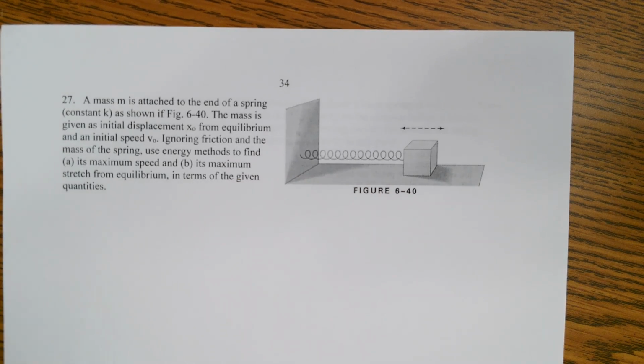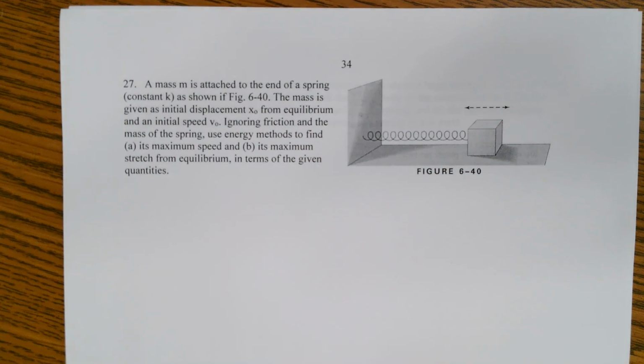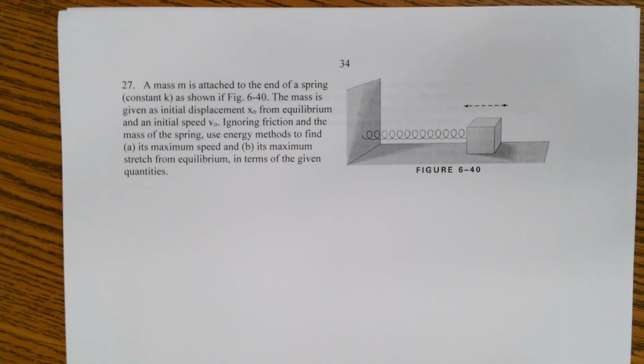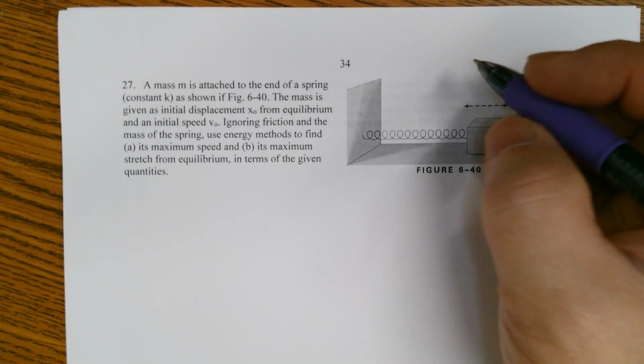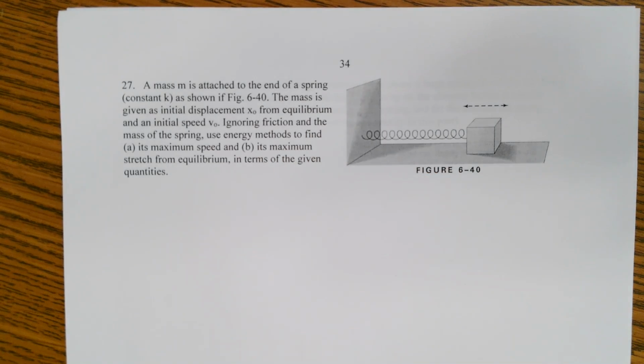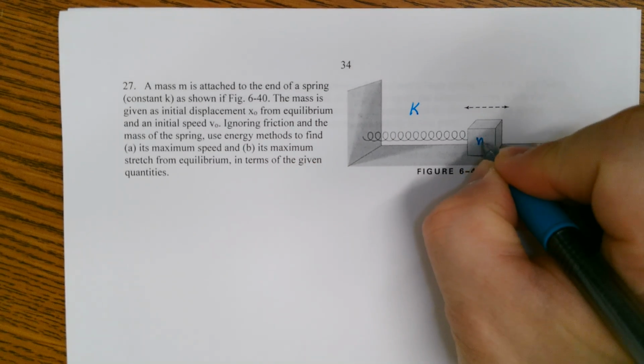All right. So for this one, we have a mass M attached to the end of a spring with constant K. So this spring has a constant K value. Let's use a different color. It's shown. So this is mass M.